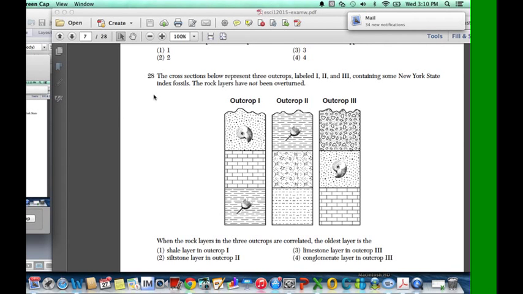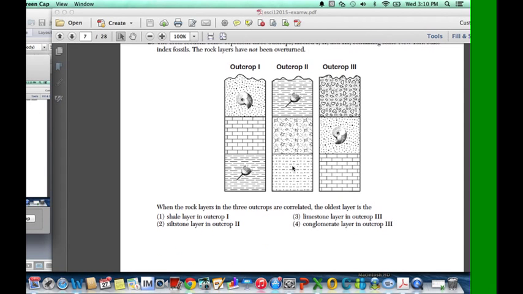Okay, so we're looking at question 28. It says the cross-section below represents three outcrops. Outcrops meaning the types of rocks that we're able to see with our visible eyes. They're labeled 1, 2, and 3. They contain some kind of New York State index fossils as well. We can see the fossils. The rock layers have not been overturned, meaning they have not been flipped around and mixed up.